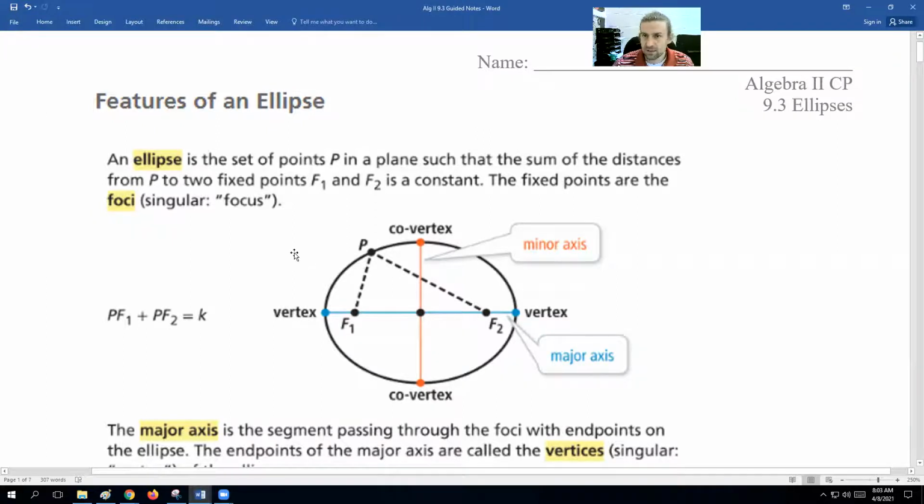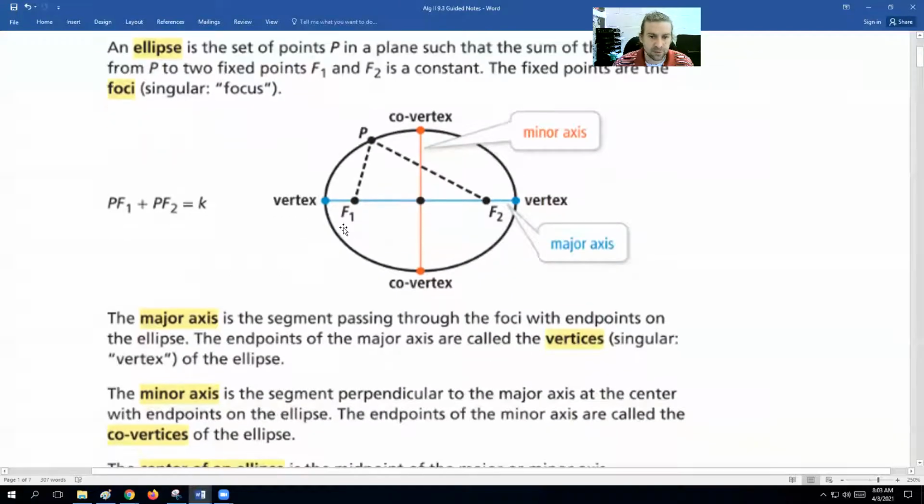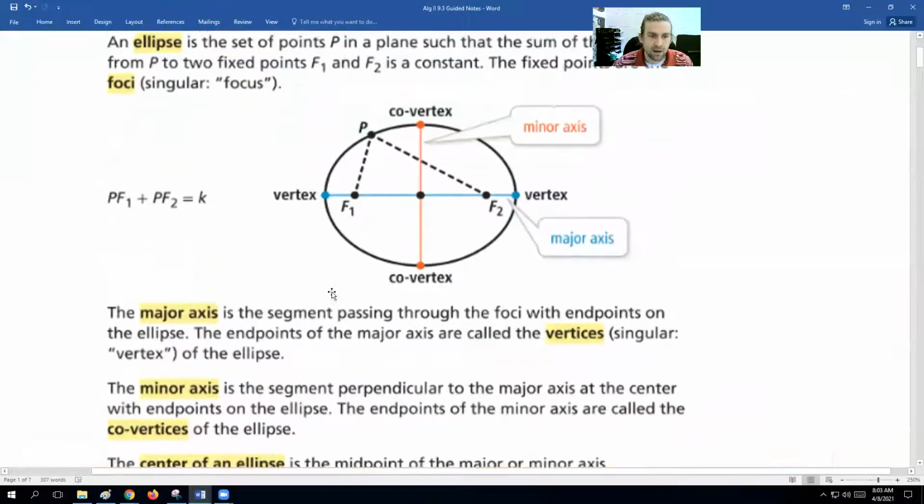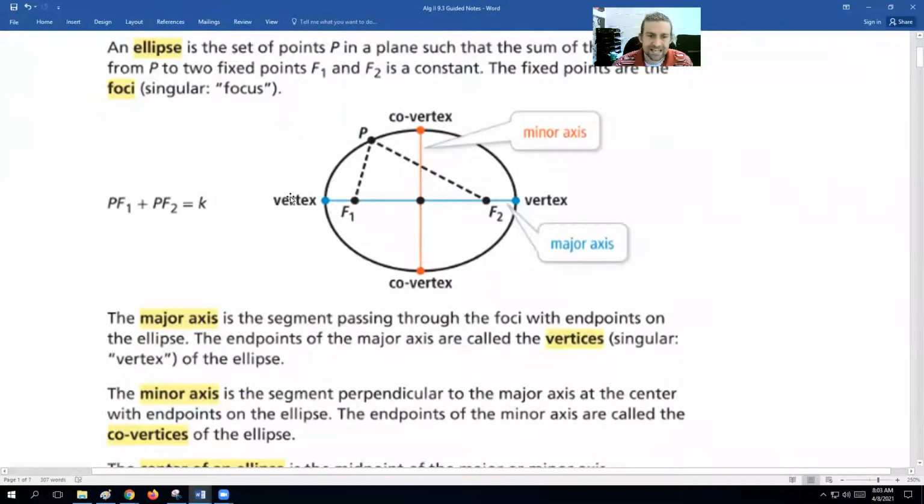Those fixed points are called foci, or basically each one is a focus. The major axis is a segment that passes through the foci and the endpoints of the ellipse. Those endpoints of the major axis are called vertices. So wherever the foci are at, the vertices are there. It's also the longer part.